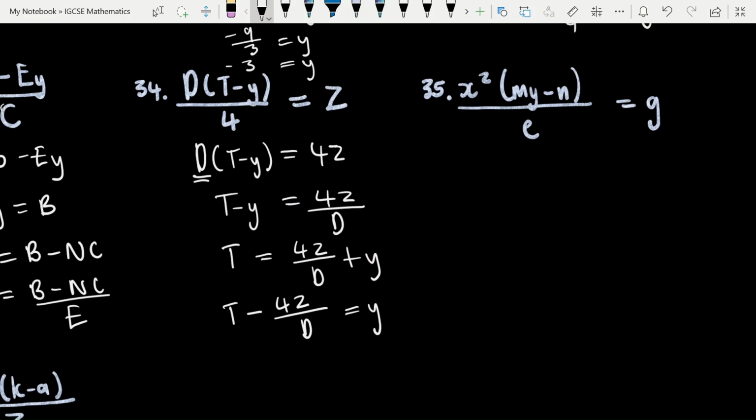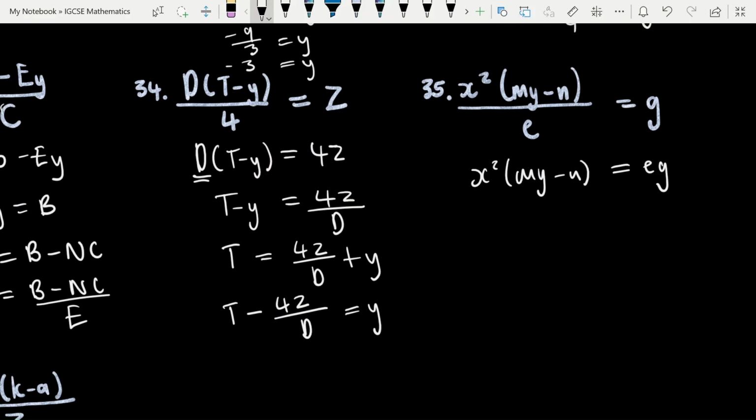We go to number 35. x squared multiplying my minus n, all over e, is equal to g. What are we making the subject? y. Yes. What's the first thing we do? We take e to the other side. Why? Because it is making a fraction. We don't want a fraction, and it's dividing everyone. So start by taking it. It's going to be x squared multiplying my minus n is equal to eg.